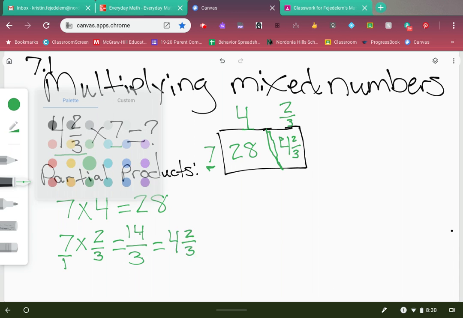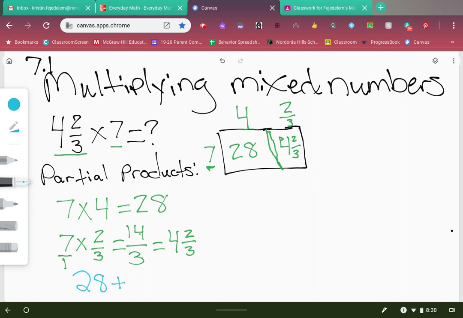So then finally, our last step is going to be add our partial products together. So we had 28 plus 4 2/3. And this is another reason we made it into a mixed number, because it'd kind of be silly to add 14/3. So 28 plus 4 is 32. And 2/3 plus no fraction on the other is just 2/3. So our answer is going to be 32 2/3.